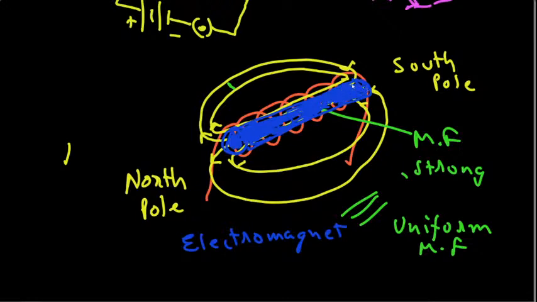Why do we use soft iron? Why don't we use iron or steel or anything else? We use soft iron because soft iron has very poor retentivity, which means as soon as I switch off the current, it will stop behaving like a magnet.